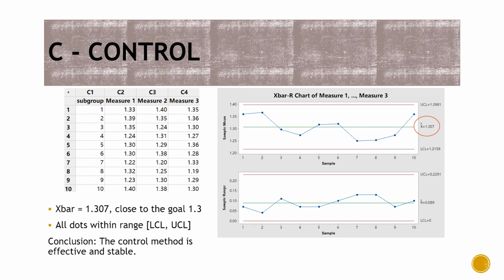Besides, all of the points are inside the range between the lower control limit and upper control limit. So, it concludes that the control method we conducted was effective and stable.